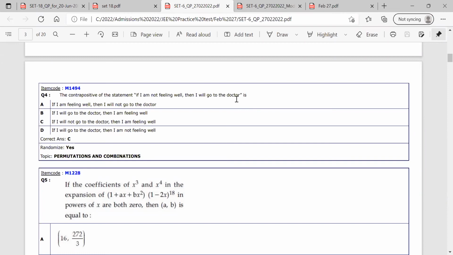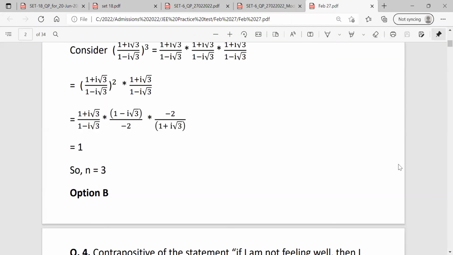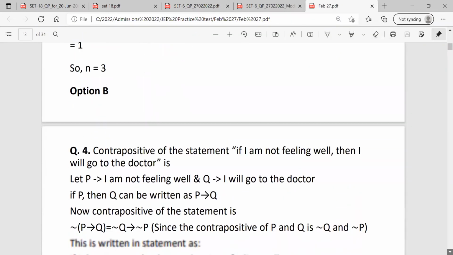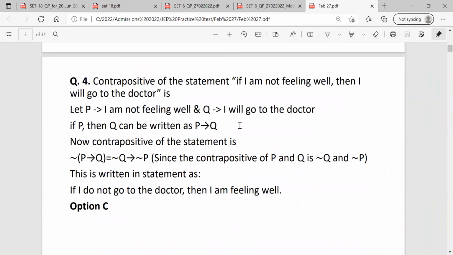How will the format be? If this is P and this is Q, our output will be Q implies P. So what will it be? I'll not go to the doctor if I'm feeling well. So the option is C. So there are questions in mathematics which you will be able to answer even in an entrance exam like JEE or AEEE without so many steps and all. So just have a look at this.